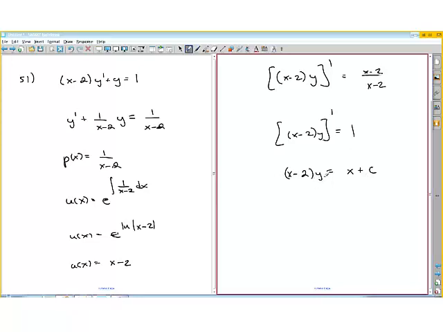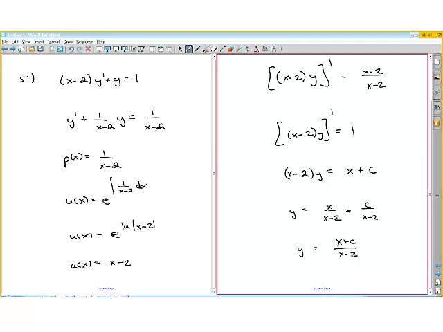So now what do we do? Well, we divide by x minus 2, so you get y is equal to x divided by x minus 2 plus c divided by x minus 2, which is the same as x plus c over x minus 2, and that's the answer.